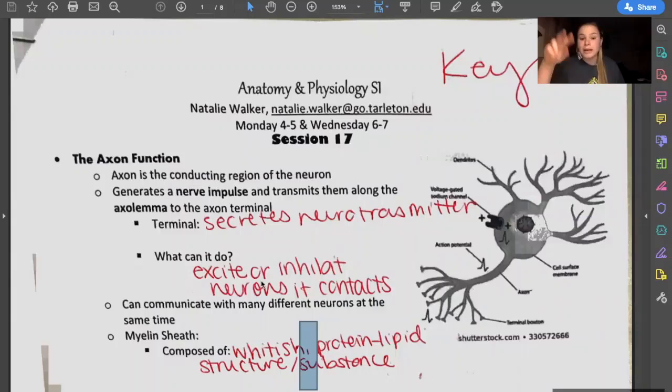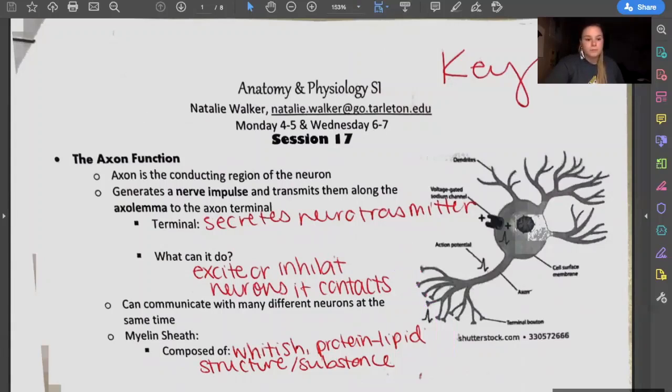It can excite or inhibit a neuron, right? So it can either tell it to start or stop or continue, or increase or decrease. Okay, it communicates with many different neurons at the same time, right? So that's why we have so many dendrites and so many axon terminals, because we can send one message down lots of axons and it will transmit everywhere, right? We send a message here and here and here and here and here, okay?